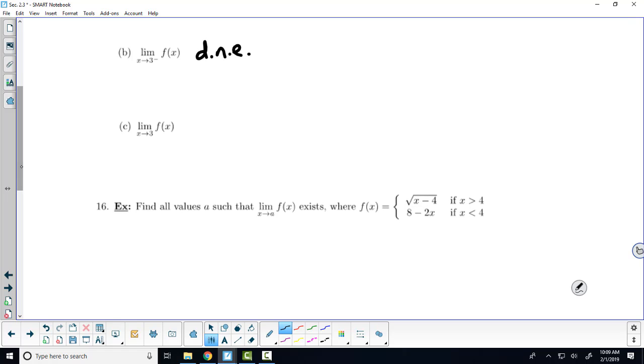So then what's the limit proper? Does not exist. Sort of for a different reason. I couldn't do this one because I couldn't approach it from this direction. But once I say the left-hand limit doesn't exist, then the limit proper can't exist.